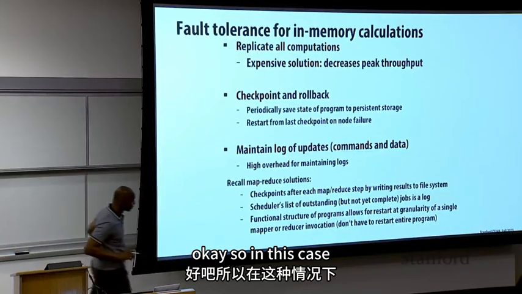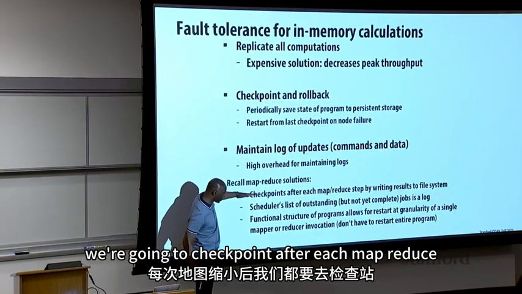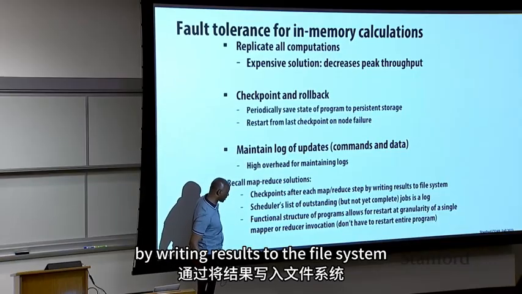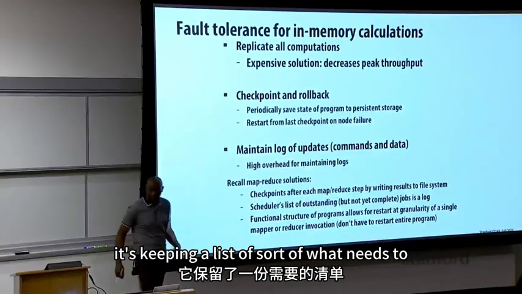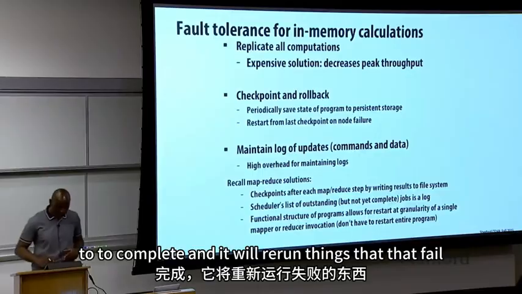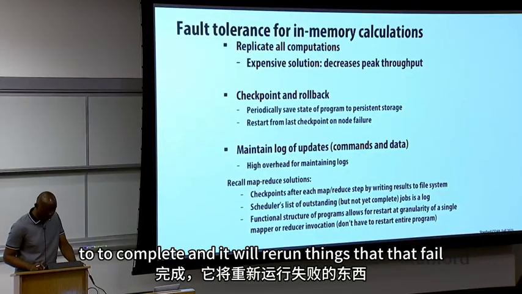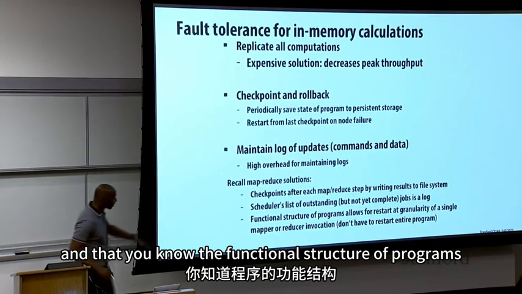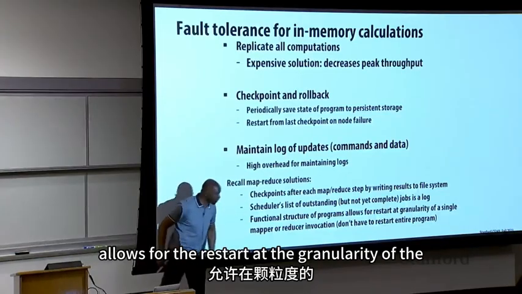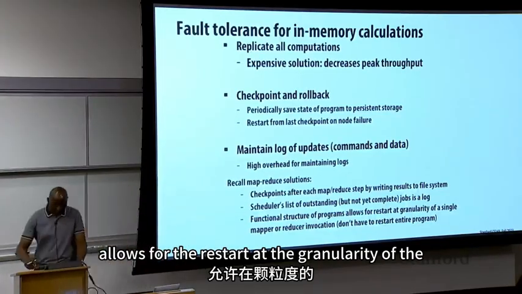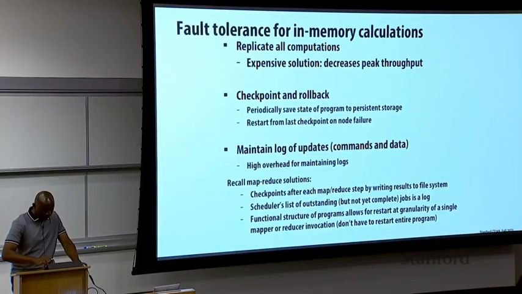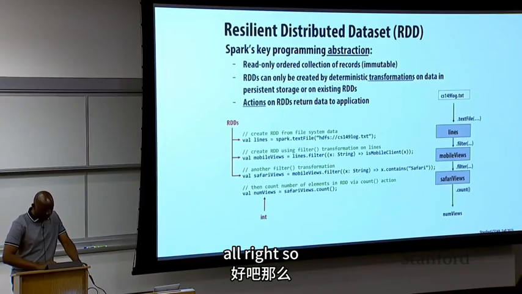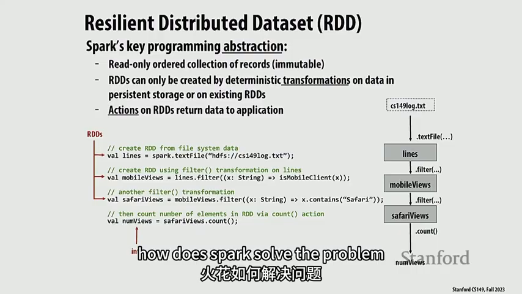Okay, so in this case, we're going to checkpoint after each MapReduce by writing results to the file system, and then the scheduler is going to make sure that it's keeping a list of what needs to complete, and it will rerun things that fail. And the functional structure of programs allows for the restart at the granularity of the mapper or reduce task. Okay? All right. So, how does Spark solve the problem?